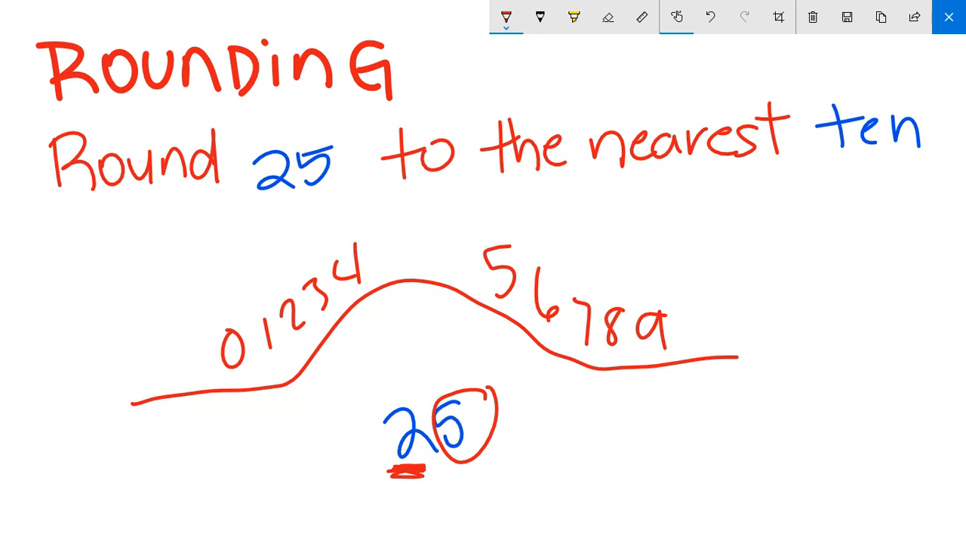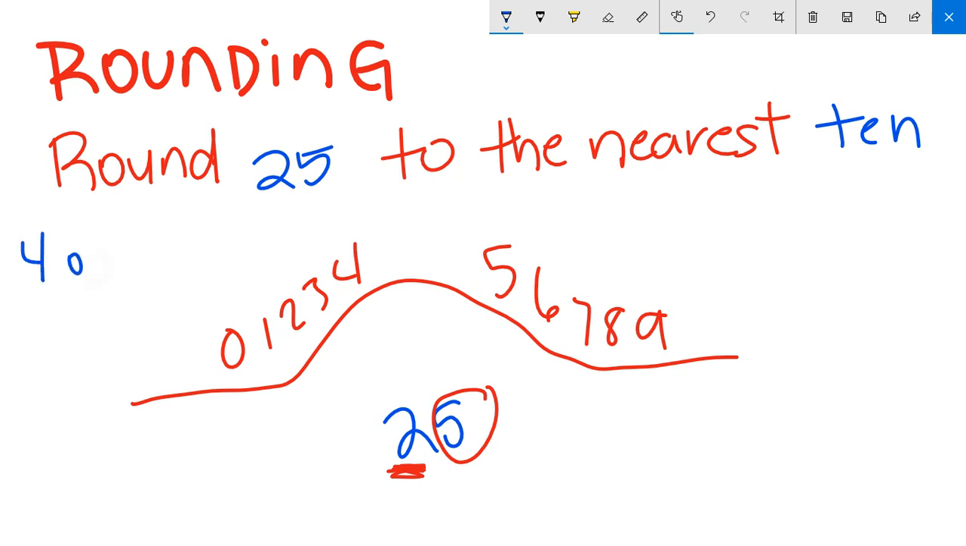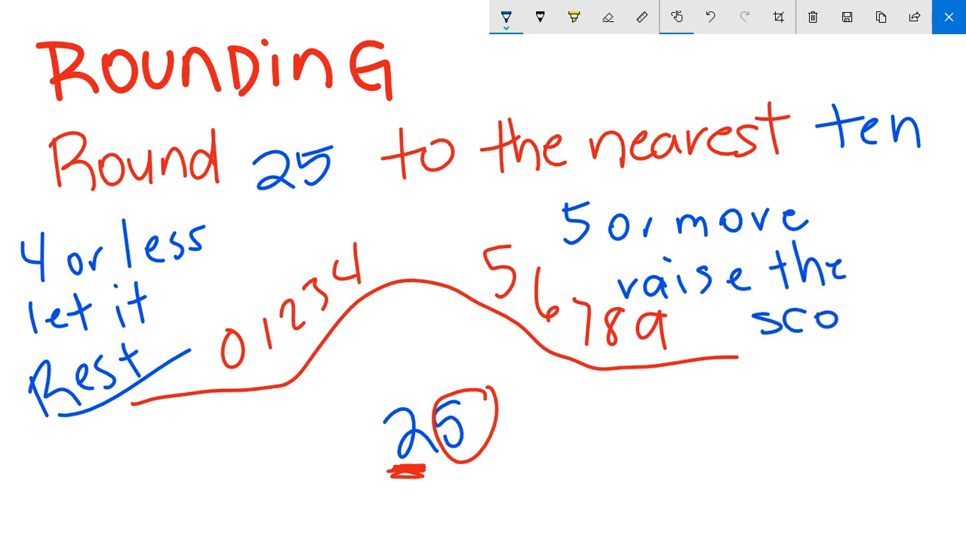Okay, so the way I remember how to round is by a rhyme. And the rhyme goes something like this. 4 or less, let it rest. So this is the side where it will rest, okay? And the other side is 5 or more, raise the score. Okay? Raise the score.